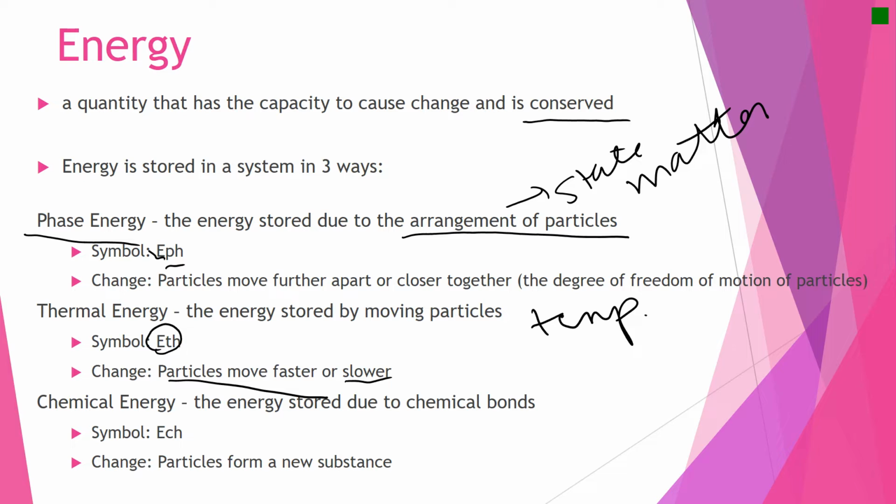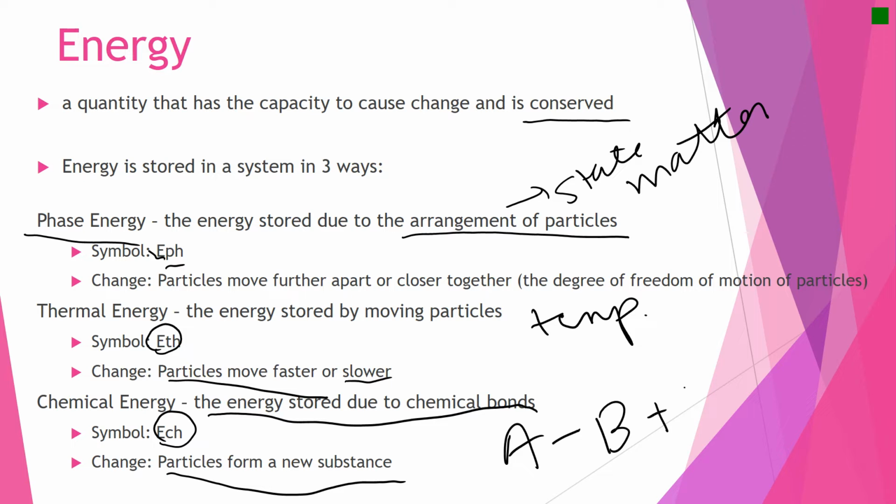And then we've got chemical energy, which is the energy that is stored due to chemical bonds. So how things are connected. We abbreviate that as ECH, okay, for chemical energy. And how do you change that? You form a new substance. So as of right now, if I had A connected to B, and then I added C, and now A is connected to C, and then B is by itself, this would be a change of A's chemical energy. Actually, all of their chemical energy would change.